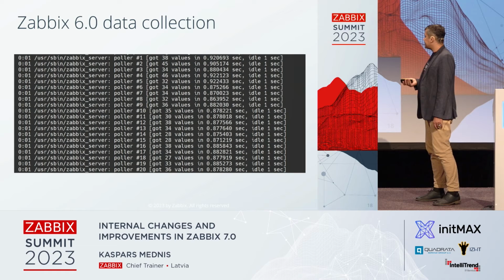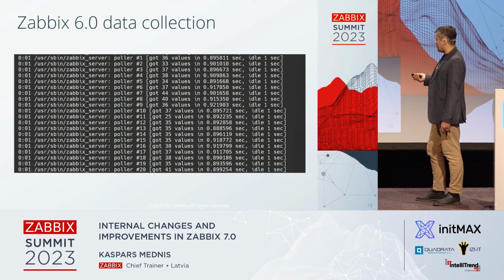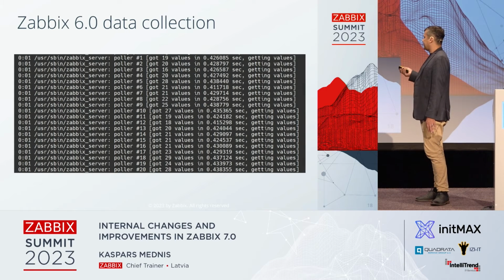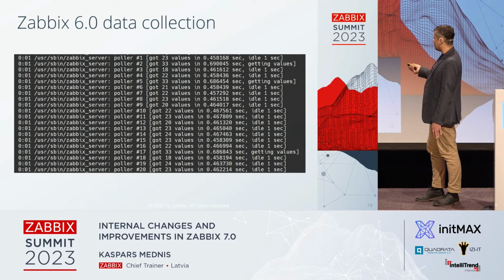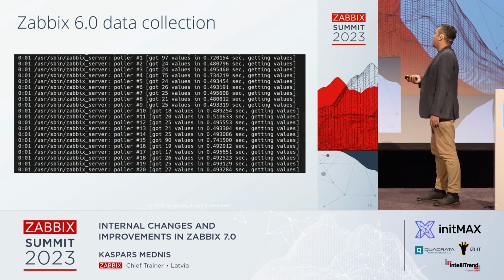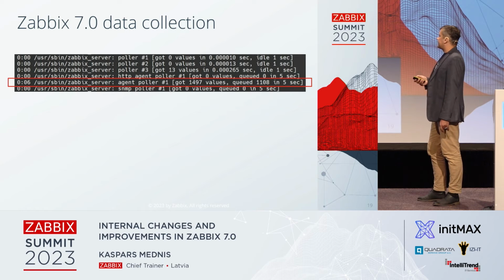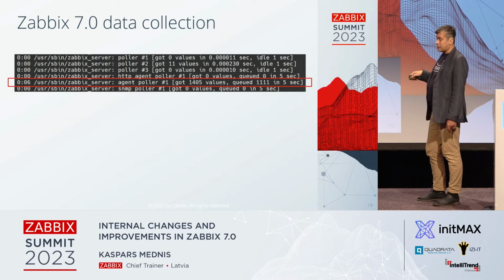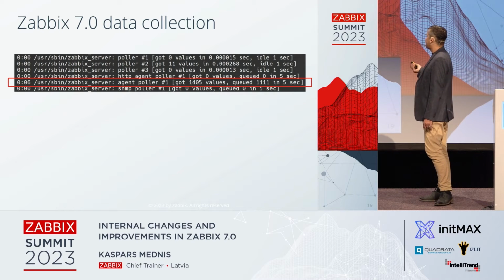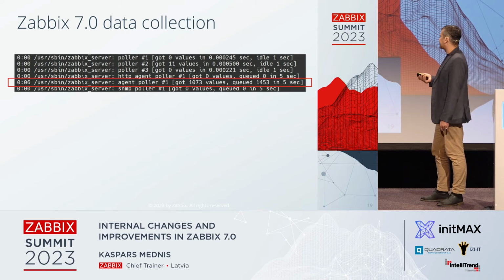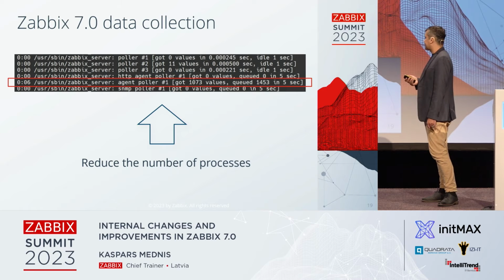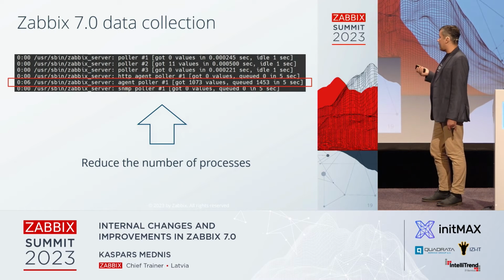You can see here, this is Zabbix 6. I have 20 pollers, and they are approximately 50% busy, collecting a lot of values. All of them are constantly doing something. Let's take a look at 7. This is Zabbix 7. Look here. We have replaced them with a single agent poller, which is collecting 2,400 values in 5 seconds. It is the same performance as on the previous slide. Then we have a couple of pollers left for other tasks. You can also see that we have decreased the number of processes, and in this situation, smaller is better.